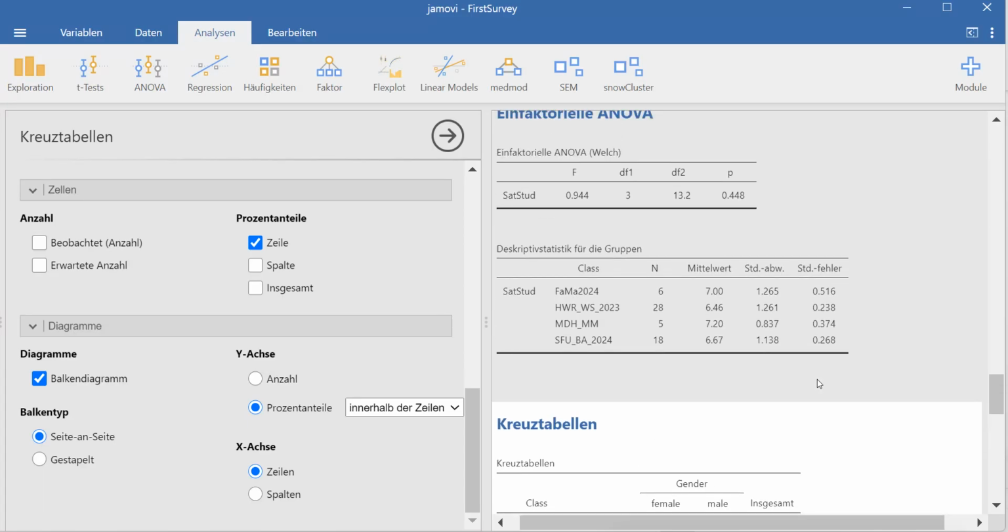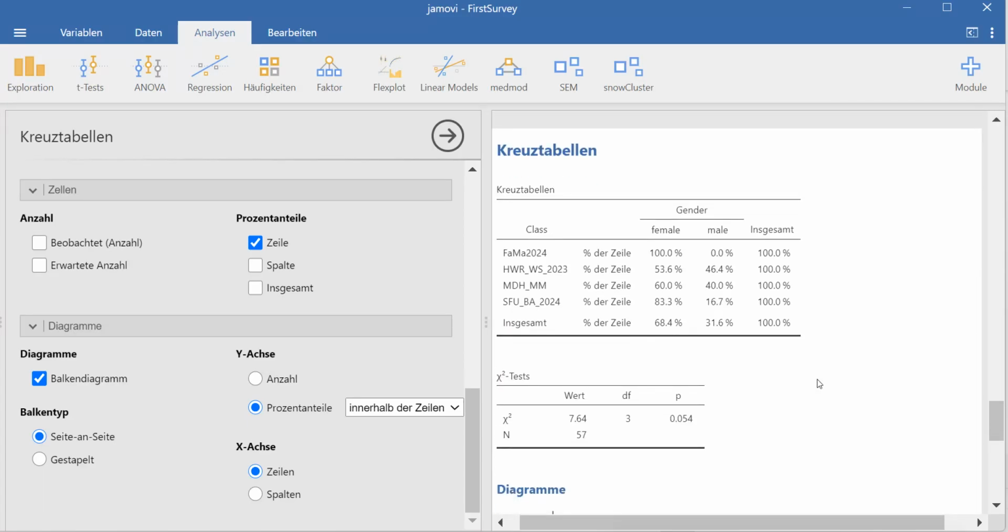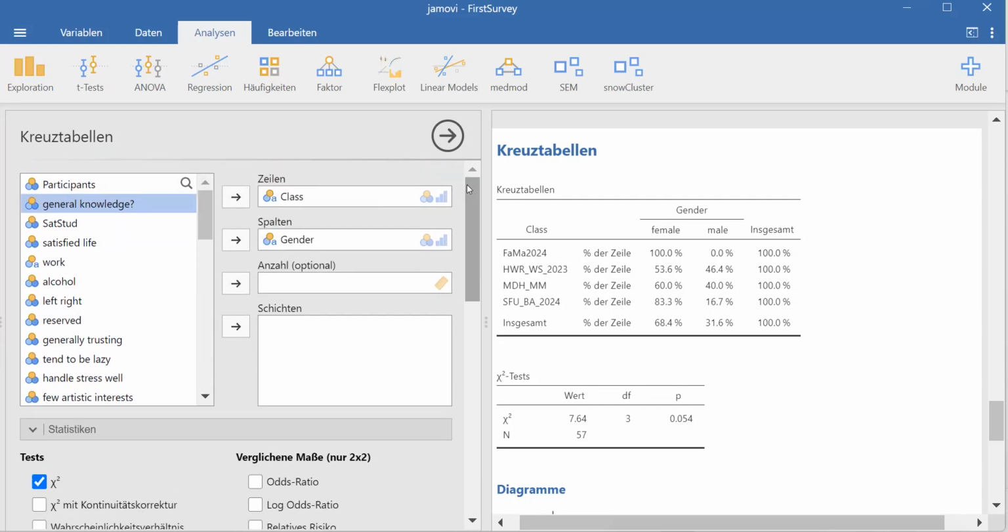Again, I would propose that you make a pause. Now, for example, you could evaluate if the percentage of working students is different in different classes, or you could even evaluate if the number of correct answers for the question about the population is different in different classes.